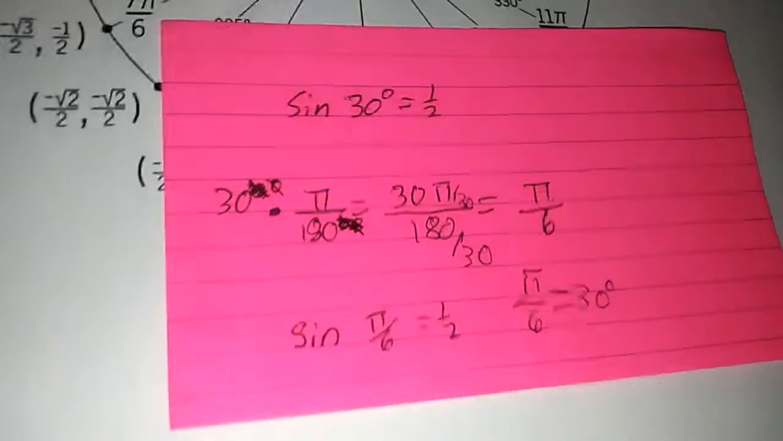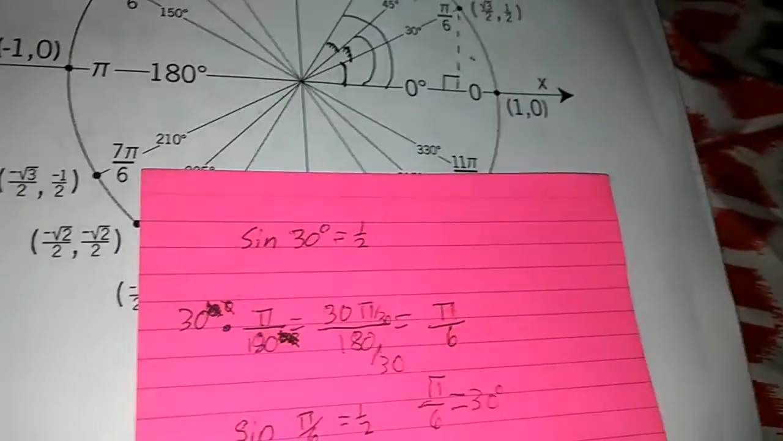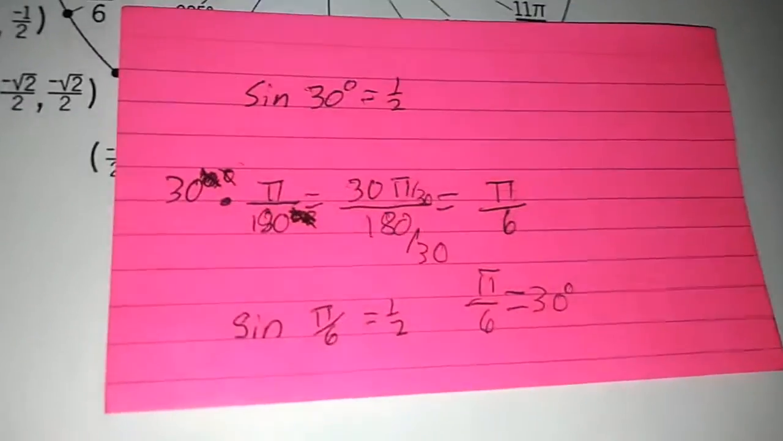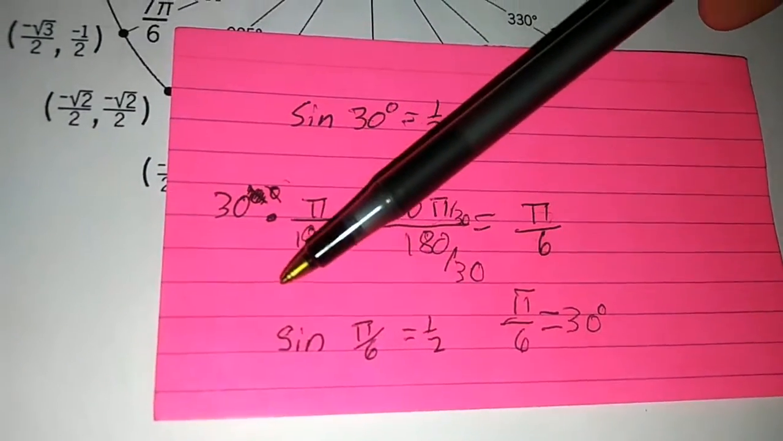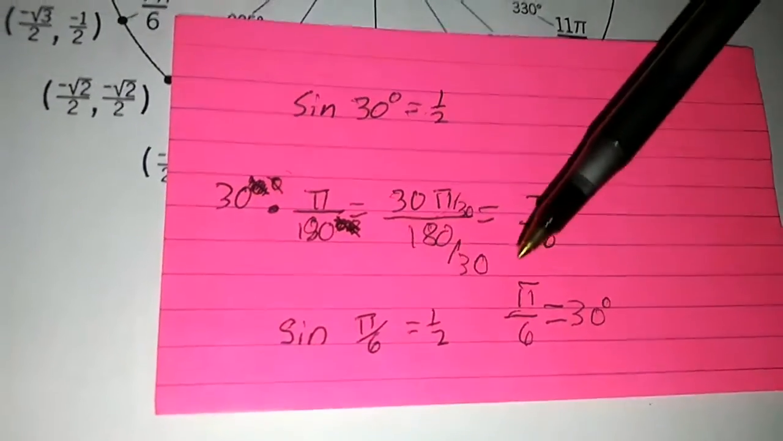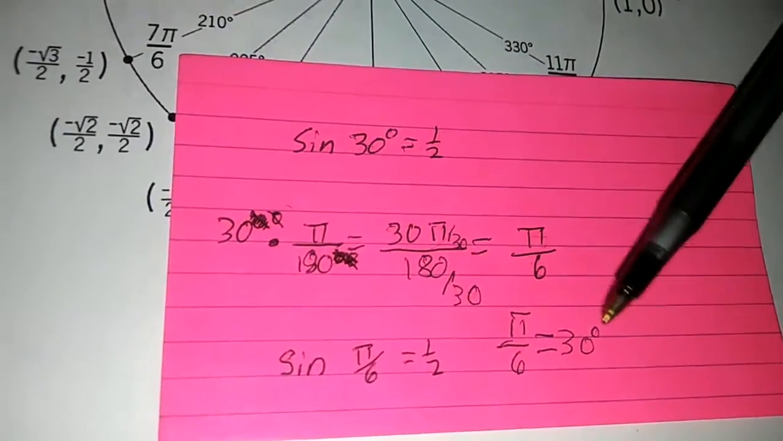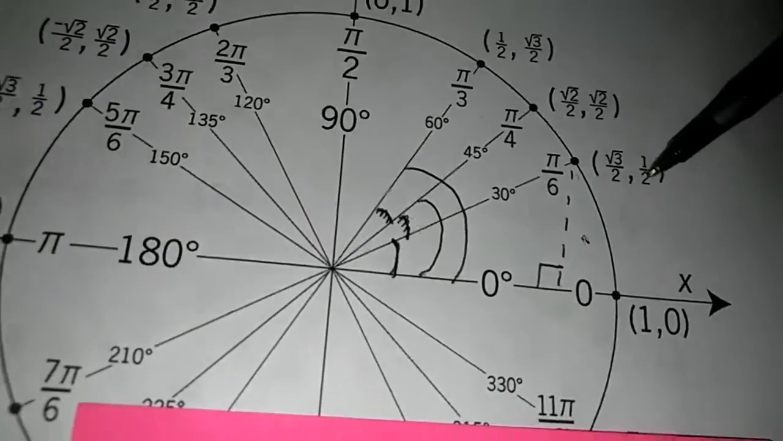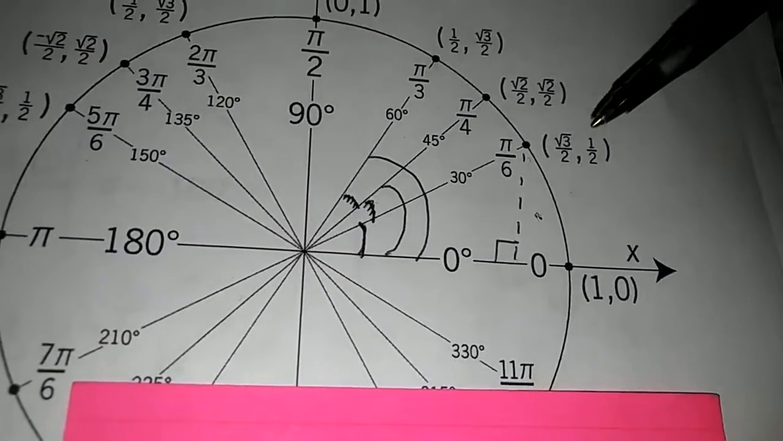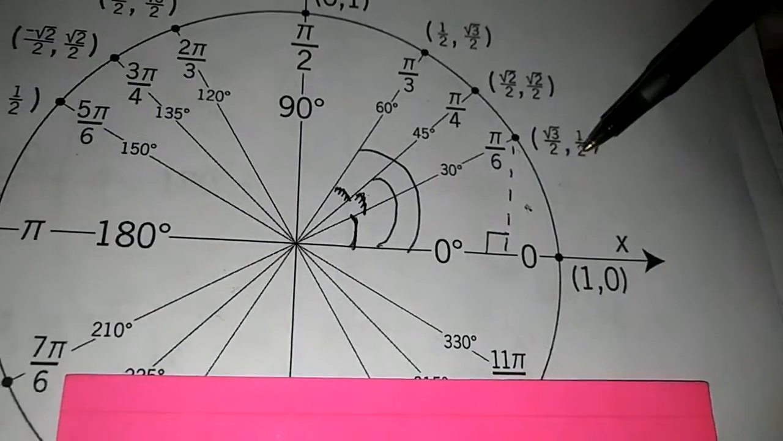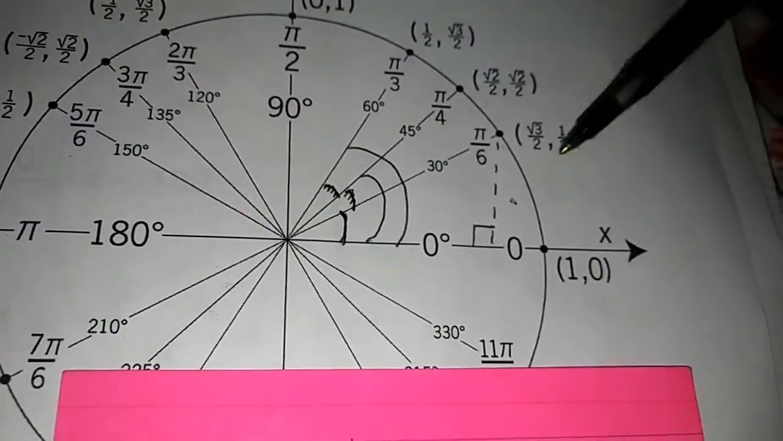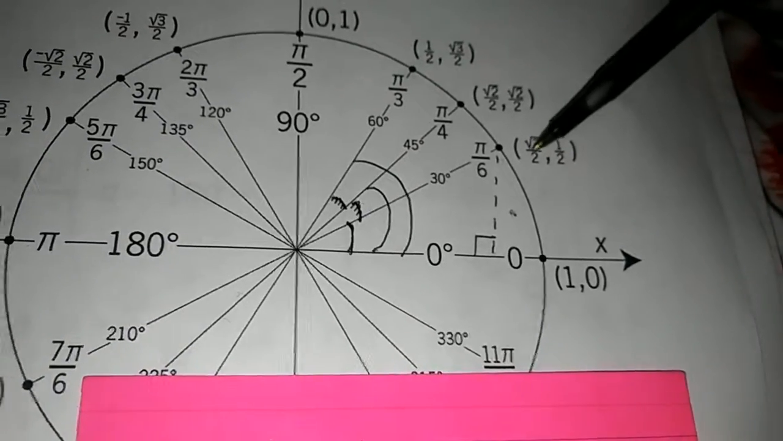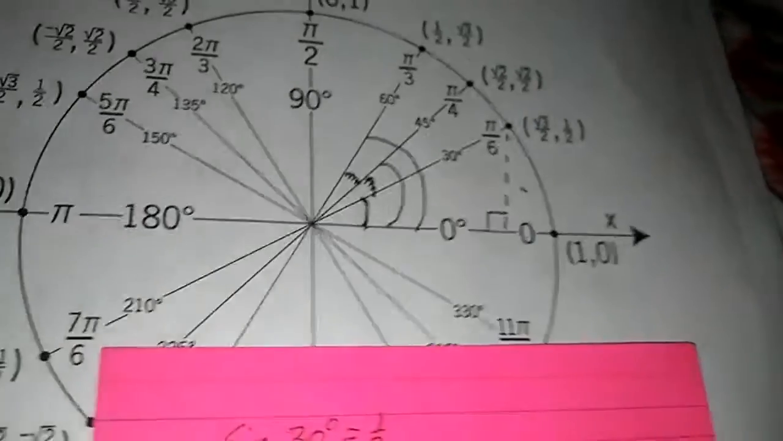You can check that sine of pi over 6 will also equal 1 half, because pi over 6 radians is equal to 30 degrees. Now, the reason we got these two exact points is because these two points are found by sine and cosine, cosine being the x and sine being the y, which I'll show you right here.